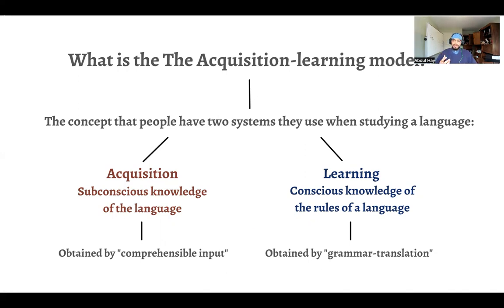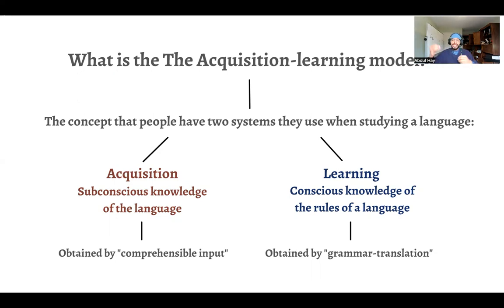Then there's learning. The learning system is a conscious knowledge of the rules of a language, that I consciously know that in Arabic, the subject should come first, or not really, but it can come first, if you will. Or to be more specific, that the mubtada needs to be marfu, for example. Yani, this is the conscious knowledge of the actual grammar rules.